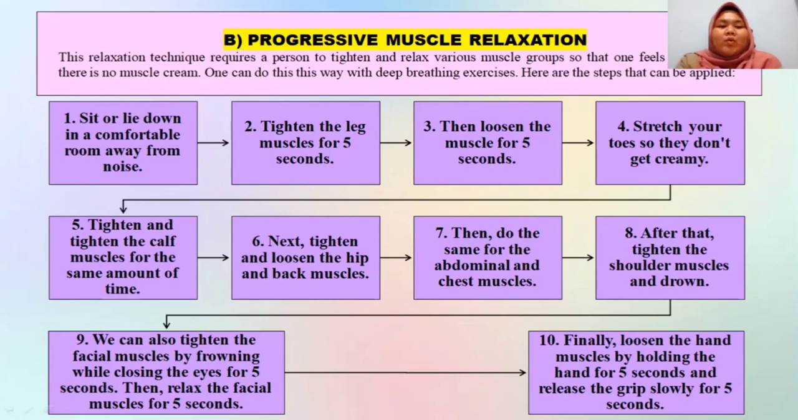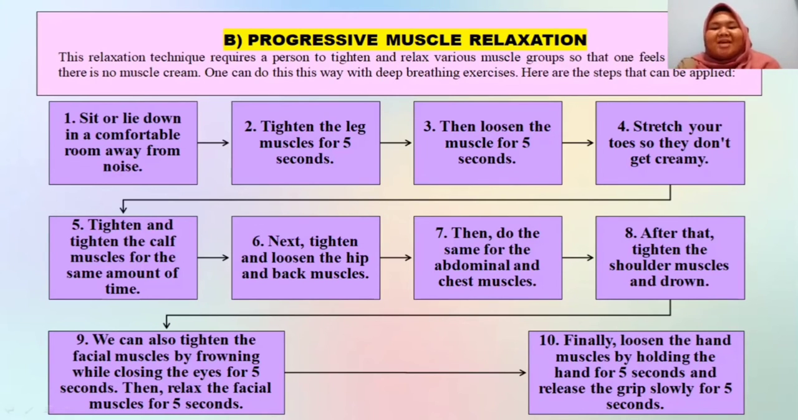The first one is we need to sit or lie down in a comfortable room away from noise. 2. Tighten the leg muscles for 5 seconds. 3. Then loosen the muscles for 5 seconds. 4. Stretch your toes so they don't get cramped. 5. Tighten the calf muscle for the same amount of time. Next, tighten and loosen the hip and back muscles.